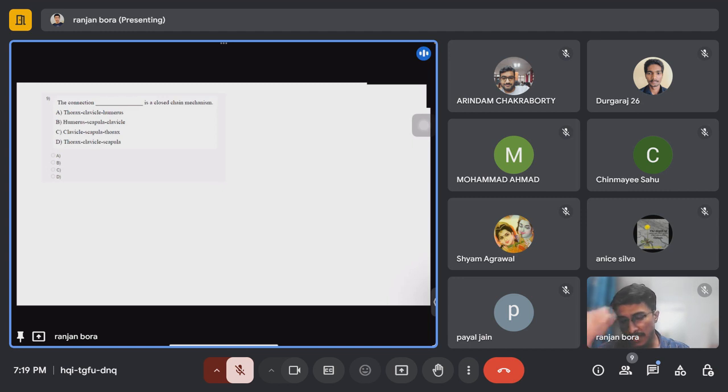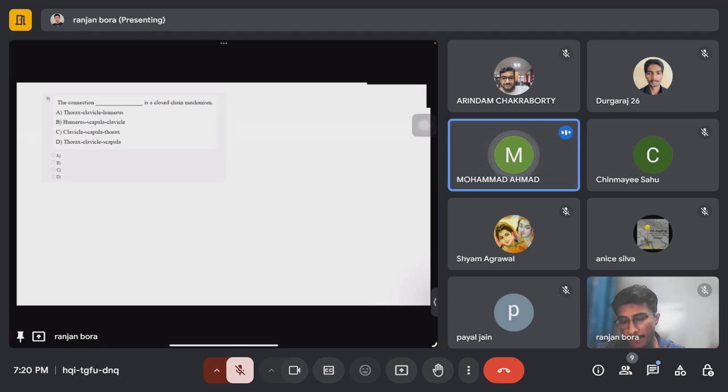The connection is a closed chain mechanism. What is the answer? Thorax, clavicle, scapula. Is that right? Yes.